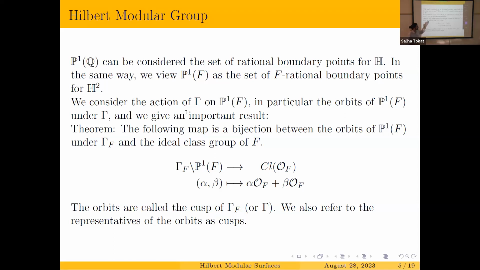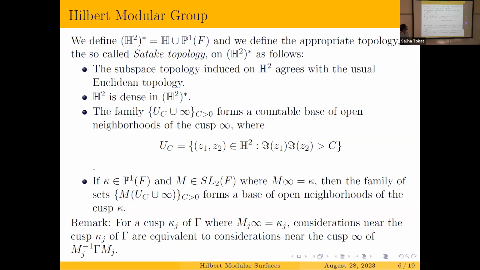This is the 1-dimensional case, and in the 2-dimensional case, we can have more cusps, and they are in bijective correspondence with the class number of F. We call these orbits cusps. And then what we do is, instead of looking at the quotient H2 mod gamma, we define this H2 star. We take the union of these two.